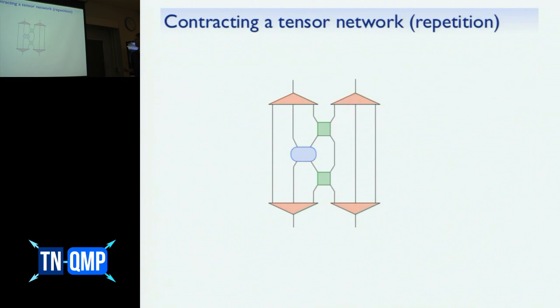Okay, so we can go back to this example here. For example, these two tensors. So we can count the number of legs. So that's 1, 2, 3, 4, 5, 6. So this would be d to the power of 6.